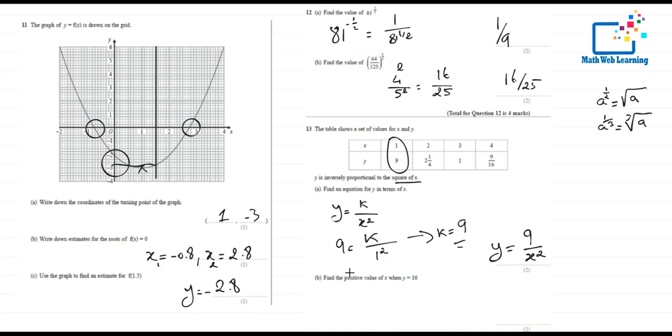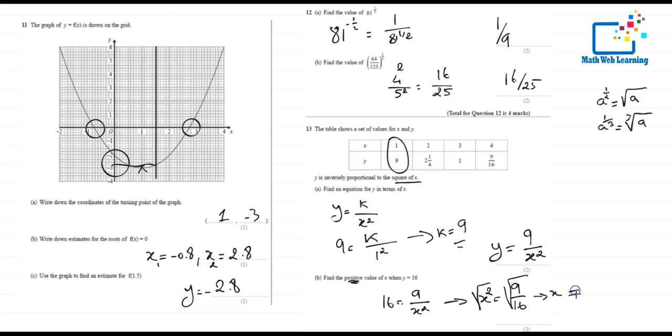Alright, so now I can answer question B. They're saying find the value of x, or the positive value, when y equals 16. So I'm going to use this formula. 16 is equal to 9 over x squared. That gives me x squared, if we make it the subject, is 9 over 16. So therefore, to find x, I need to square root both.